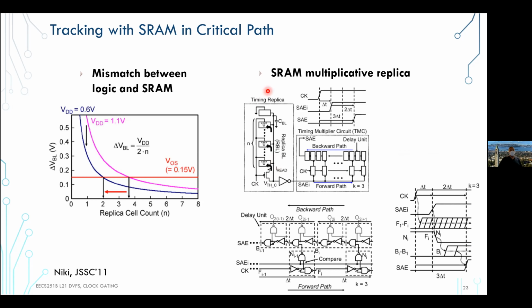So people use, for example, timing replicas, right? So you have a timing replica where you can configure the number of read cells that give you a certain timing delay between, let's say, the word line going up on the main array and you triggering the sense amp, right? But then they also build these types of circuits where they can, like a forward, backward. It's basically a delay multiplier.